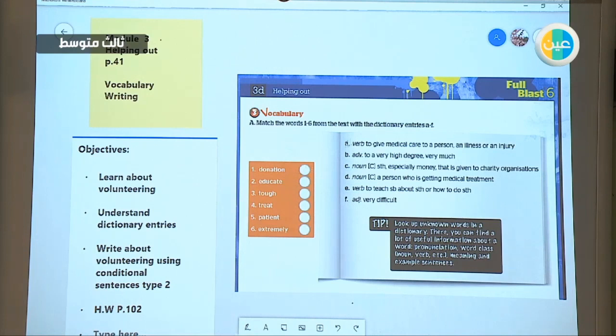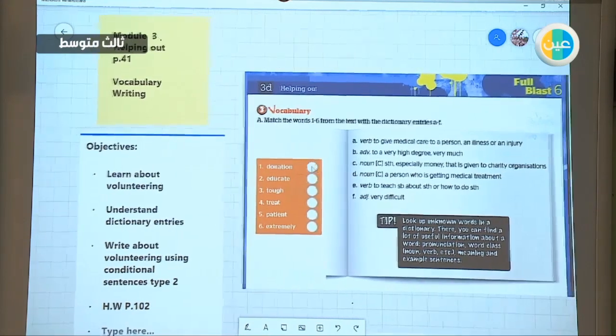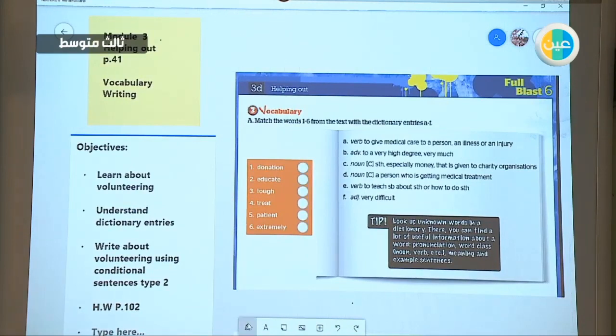Now, I want you to match them with their words here. Okay, let's start with the first one. Donation. What do you think the meaning of donation is? And which part of speech is it? Is it noun, verb, adjective, or adverb? Okay, so donation means, it's a noun, especially money that is given to charity organizations.